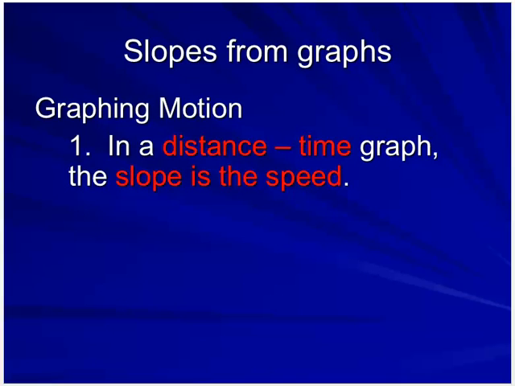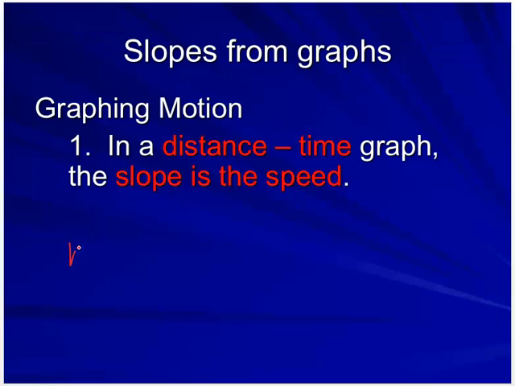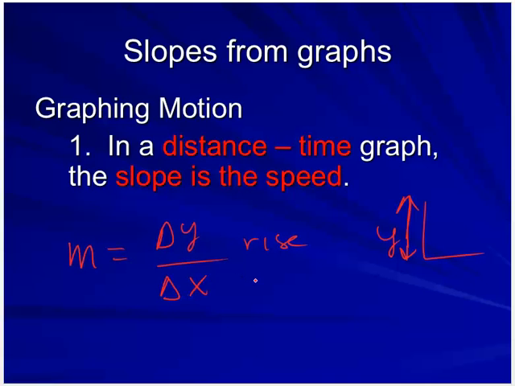Well, then let's look at slope on graphs. In a distance time graph, which is what we've been dealing with here, distance and time and speed, distance is going to be on the y-axis, time is going to be on the x-axis, and slope is the speed. The reason is that slope is defined as the change in y, or the rise, over the change in x, which is the run. That's why we say it's the rise over the run.